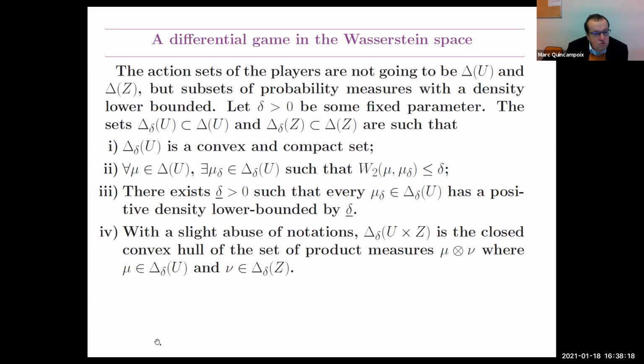Okay, and we denote by delta of U, Z the convex hull of the product measures of U delta and V delta, when you describe delta. Okay, why do we consider this? We consider this because we want to have uniqueness of the Kantorovich potential.